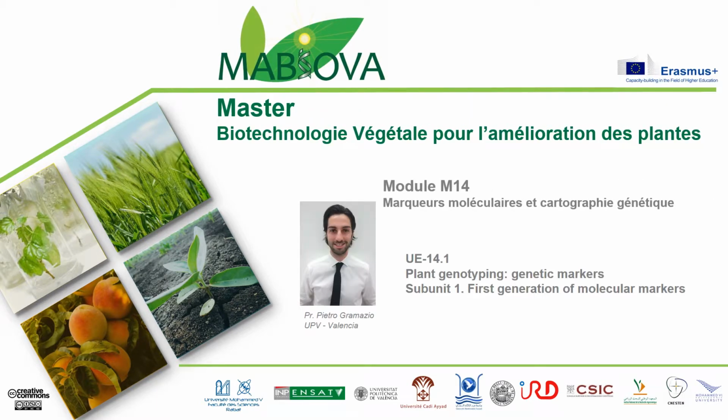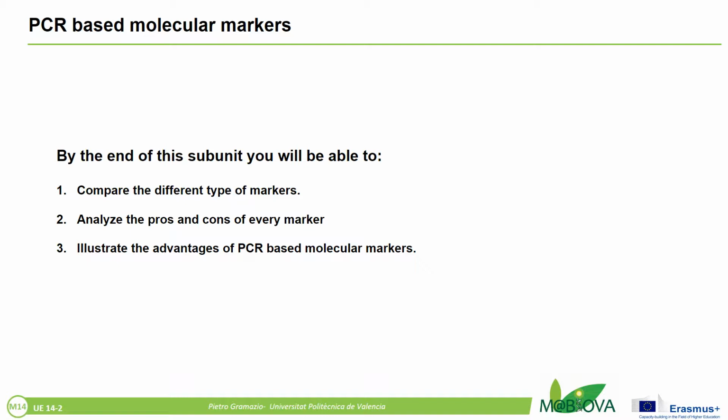Welcome to the subunit on the PCR-based molecular markers. This subunit is part of Unit 14.1 Plant Genotyping Genetic Markers within the module M14 Molecular Markers and Genetic Mapping. By the end of this subunit, you will be able to compare the different types of markers, analyze the pros and cons of every marker, and illustrate the advantages of PCR-based molecular markers.